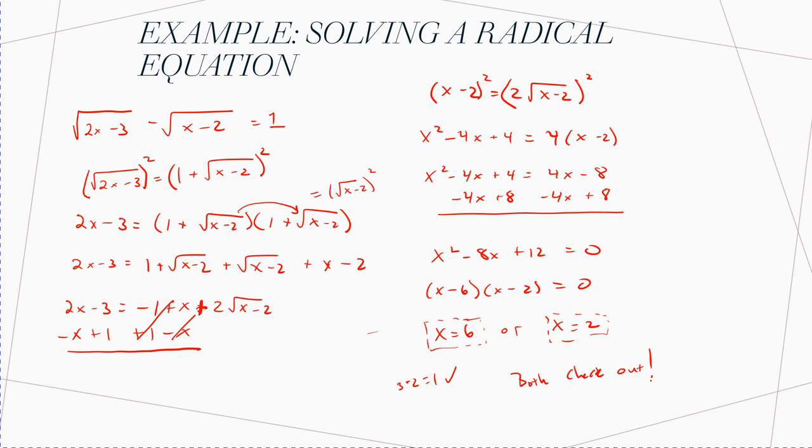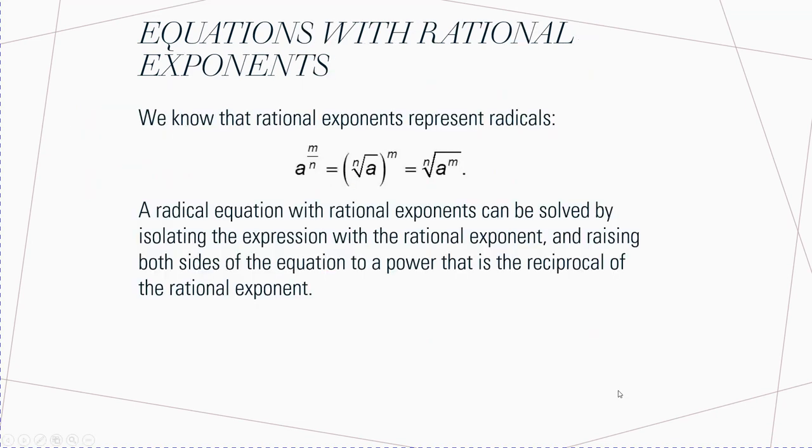Okay. So now let's move into some different types here. All right. Now let's talk about rational exponents. So we know that rational exponents represent radicals. So here, what I'm saying is if you have a raised to the m divided by n power, there's two ways you can write it. It's the nth root of a to the m power, or the nth root of a, to the m. Okay, so this is going to help us solve.